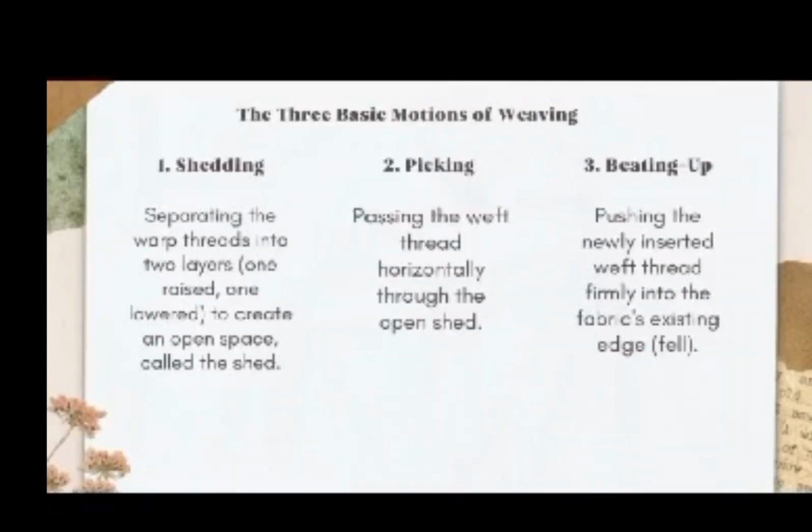So these are the three basic motions of weaving. Here are the three necessary repeated steps. One is shedding, separating the warp into two layers, one raised and one lowered, to create the shed. Two, picking, passing the weft thread horizontally through the open shed. And three is beating up, pushing the newly inserted weft thread firmly into the fabric's existing edge, the fell.